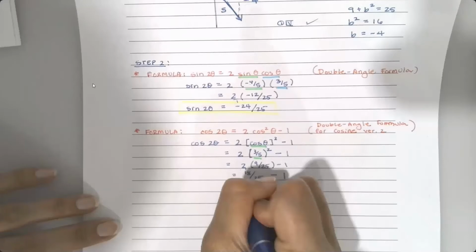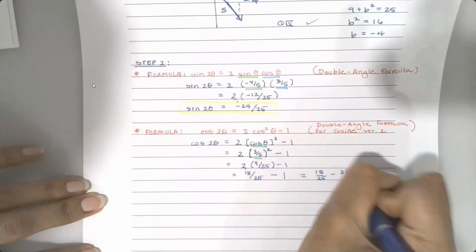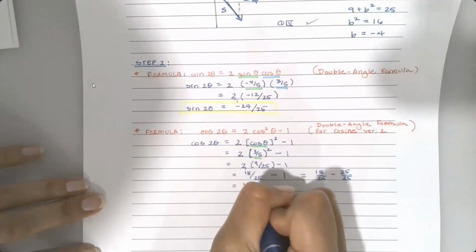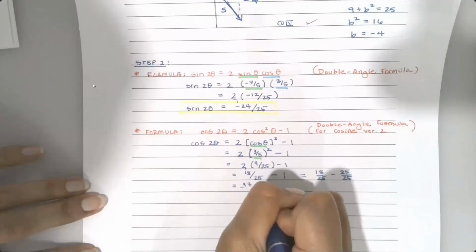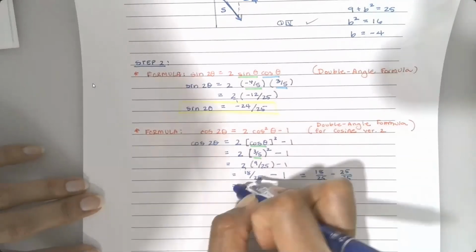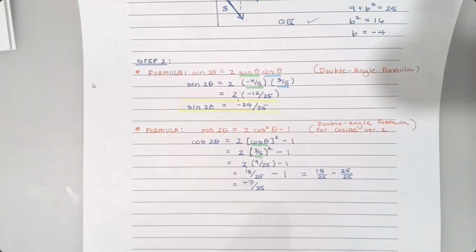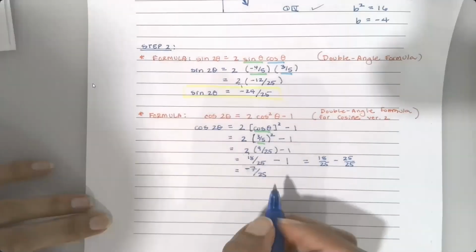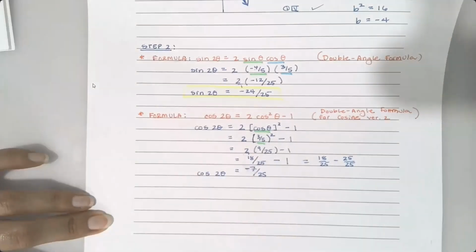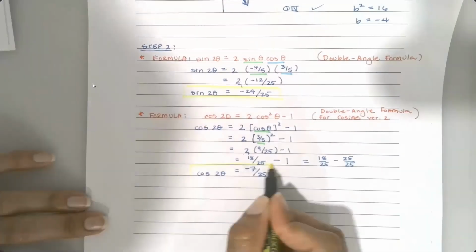The 1 we can write as 25/25. So doing that, we get 18 minus 25, that's negative 7, over 25. So that's our final answer for that part. Cosine of 2 theta is negative 7/25. Questions there?